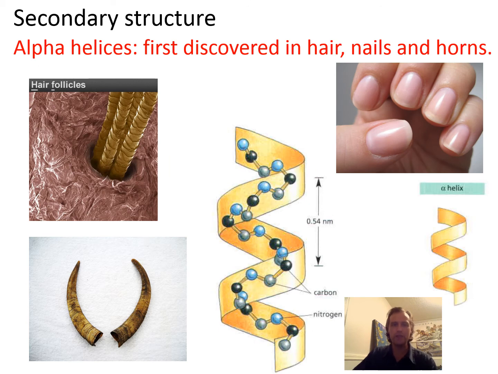Closer look at alpha helices. So this is the alpha helix I've already shown you. Keratin in nails, this phenotype is the result of alpha helices. Hair follicles are also the result of alpha helices, keratin, and then in horns as well. Keratin has a lot of alpha helices that contribute to its structure. Turns out it's very hard.